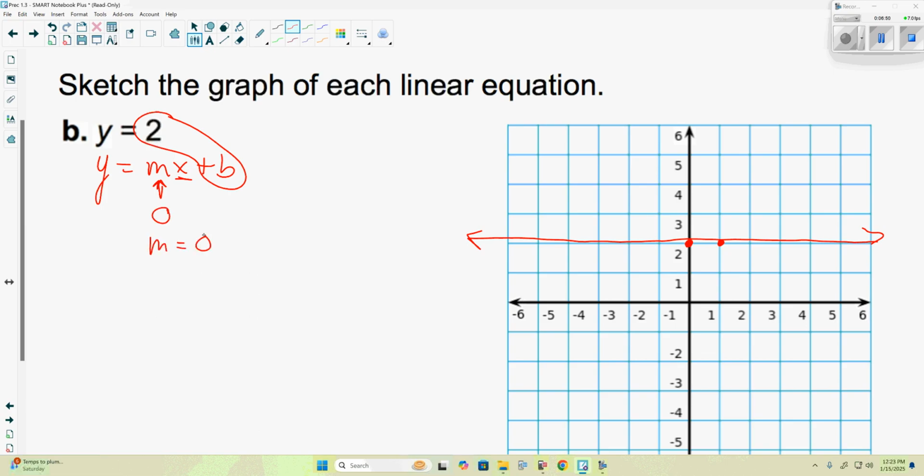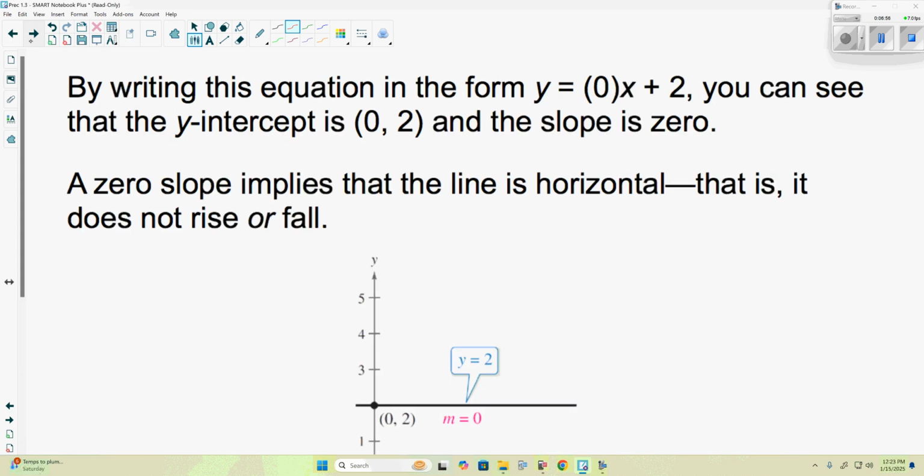It's not increasing, it's not going up, it's not going down, it is a flat line. By writing this equation as y equals 0 times x plus 2, you can see that the y-intercept is (0, 2). The slope is 0, and a slope of 0 implies that the line is horizontal. It does not rise or fall. When we have y equals, we have a flat line. And whatever the y value is, y equals 2, so it's a flat line at 2.